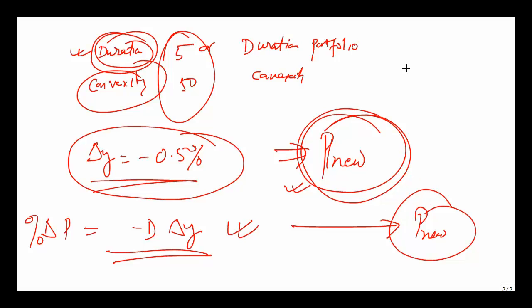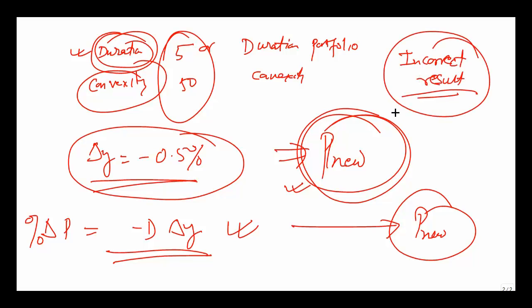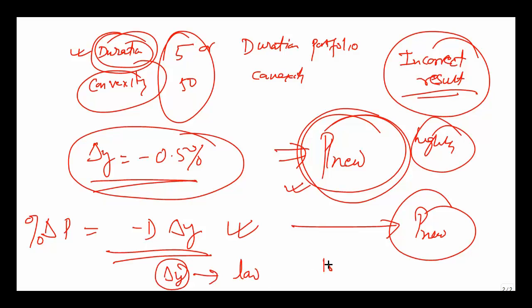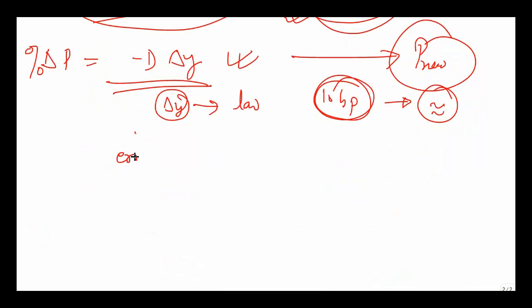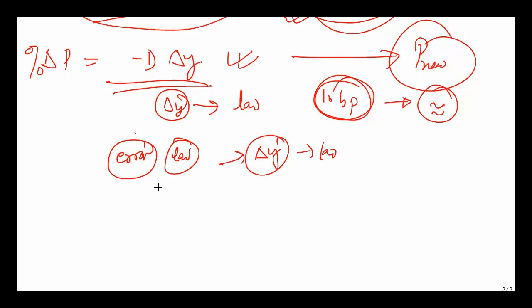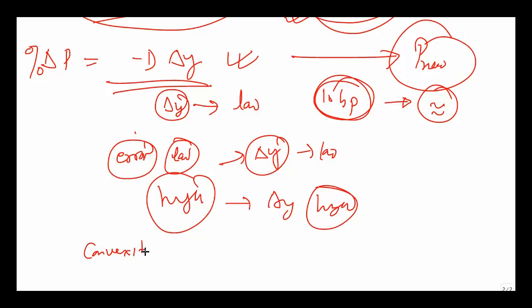However, please note that this gives you an incorrect result. Accuracy is not 100%, but the incorrectness does not mean that the accuracy is much lower. It is highly accurate when the change in the yield is low. For up to 10 basis points of change in the yield, you can say that duration will give you approximately correct value. So the error is low when change in the yield is low, but the error is high when the change in the yield is high. But if you use convexity along with the duration, the error becomes much lower.